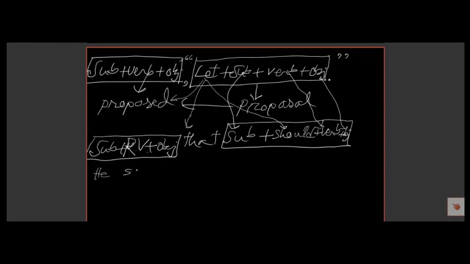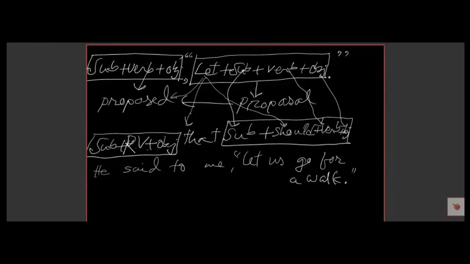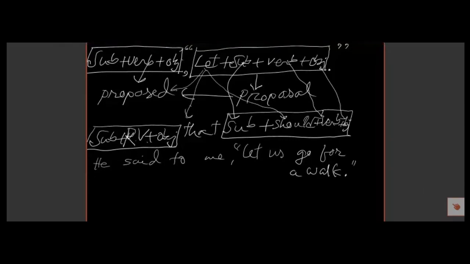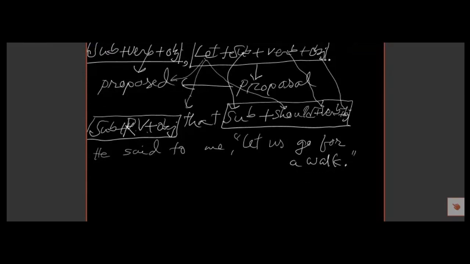Now let's see an example. He said to me, let us go for a walk. We see that there is let, and the sentence begins with let, so it is an imperative sentence. So we must use proposed as the reporting verb, and after removing the inverted commas we must put that, and we must put should after the subject. These are the points.